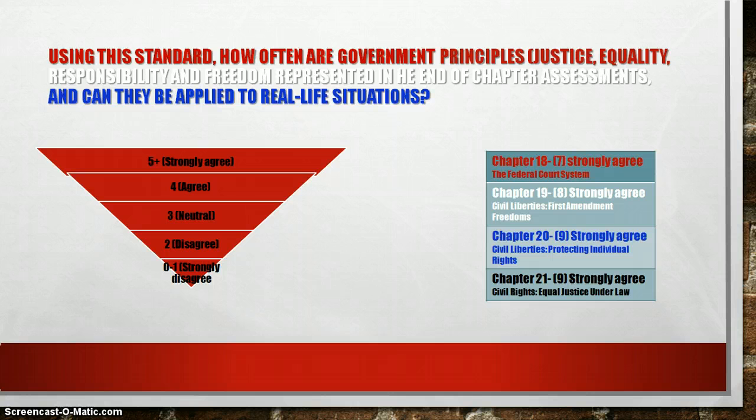I also assumed that if an objective or excerpt from each chapter included situations where terms could be applied to real-life situations, then the chapter also accurately displayed this standard. Based on these assumptions, I have concluded that this unit accurately displays Standard 2.14.